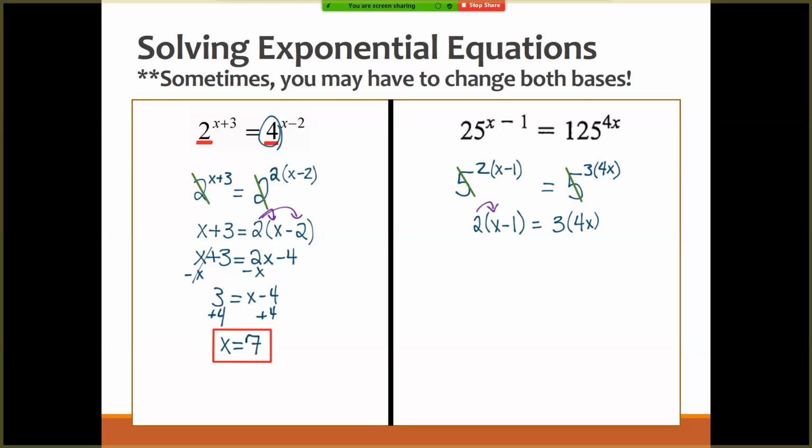We're going to distribute. 2 times x is 2x, 2 times -1 is -2, and then on the right side, 3 times 4x is 12x. Subtract 2x from both sides. So now I have -2 equals 10x. Divide by 10. -2/10, which reduces to -1/5.